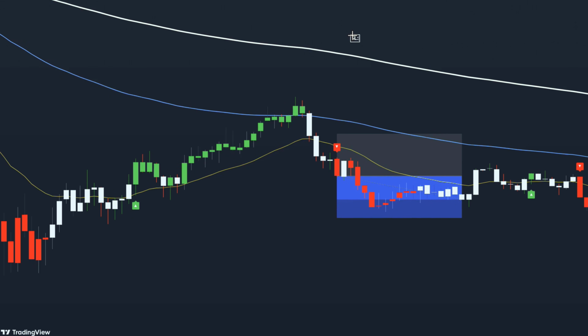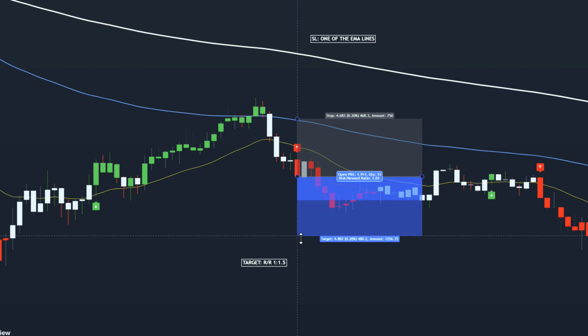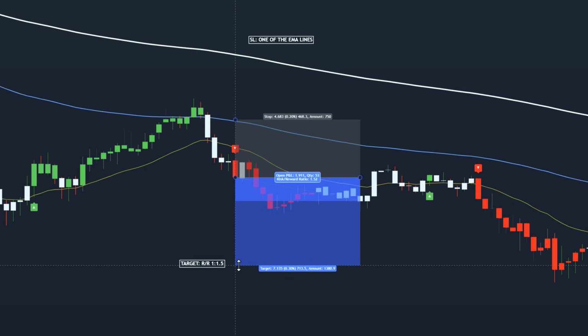Now, you'll want to set a stop loss just above one of the moving average lines to limit potential losses. And as for your profit target, just like the buy trade, stick to the same risk to reward ratio we mentioned before, around 1 to 1.5. This approach will help you make the most out of your profitable trades.